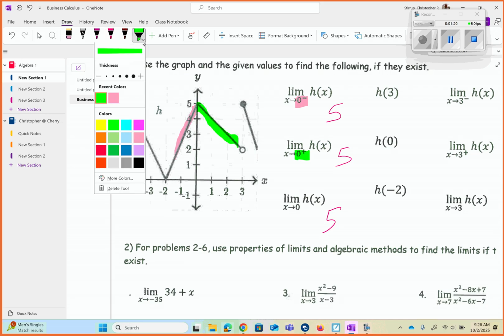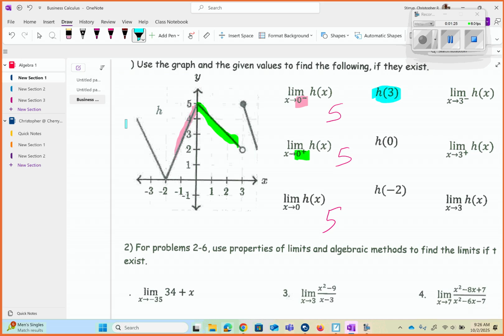All right, so then I want to make sure you feel comfortable with this. H at 3. So what we're going to do is go to 3, and what I do with the 3 is I'm going to come kind of straight up here until I find a solid dot. I have a solid dot there. So what is the y component at that answer? It's still 5.